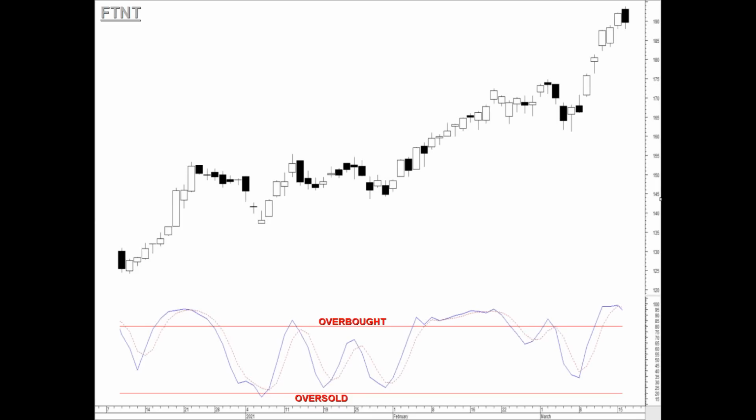So here's how we're all taught to trade these overbought, oversold markets. When we get into the so-called overbought area right here, and it starts to roll over or these lines cross, that's where you want to sell. And it works pretty well, right? Look at it, goes down.